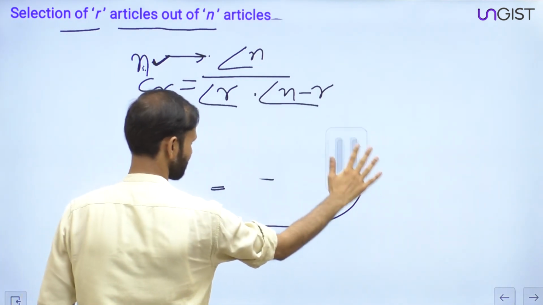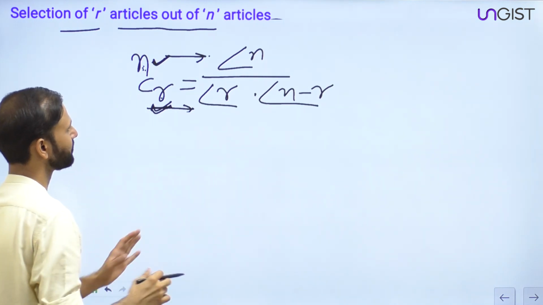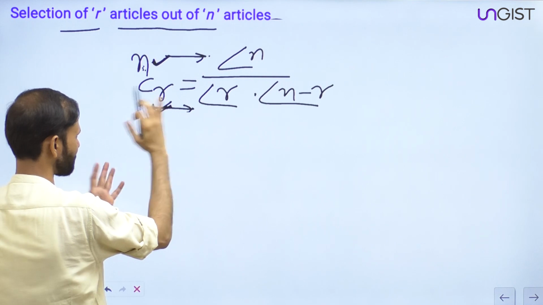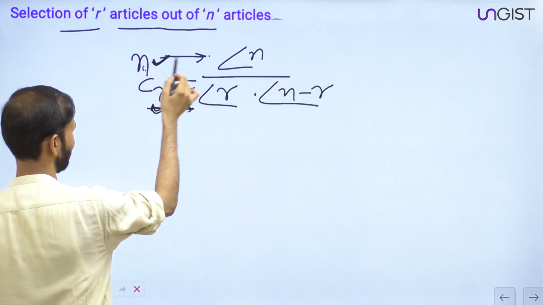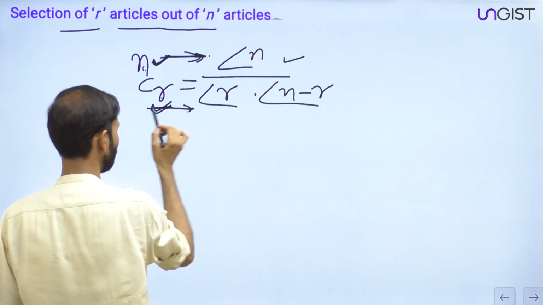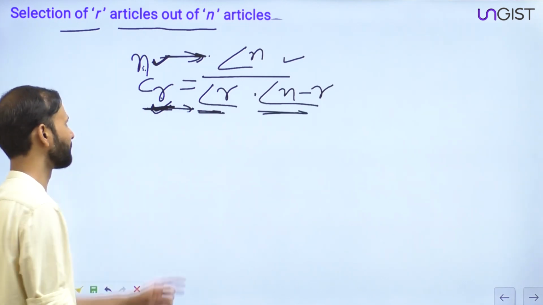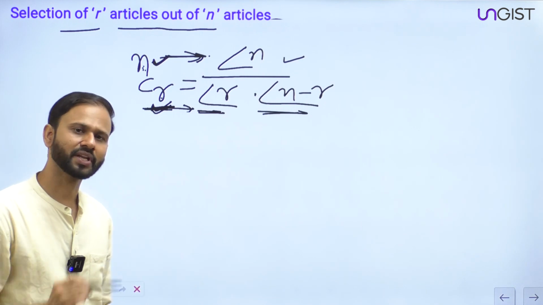What my point is, see, all of you, this is the process of writing the formula. The numerator part will be factorial n and the denominator part will be factorial r, and it will be multiplied with the factorial of the difference of these two numbers, correct?